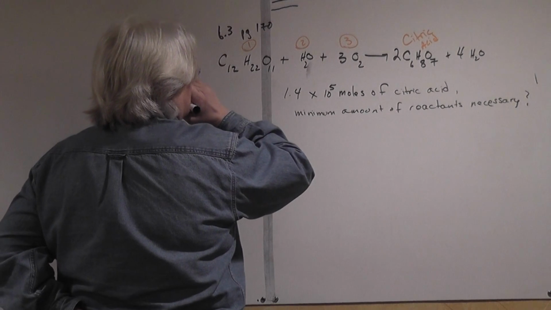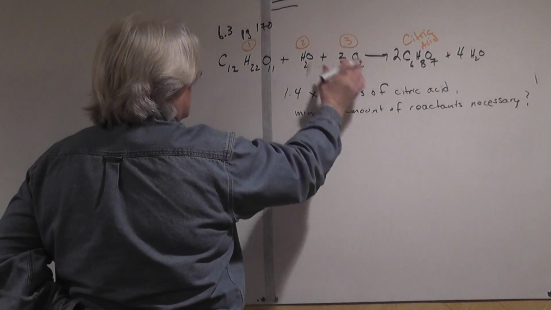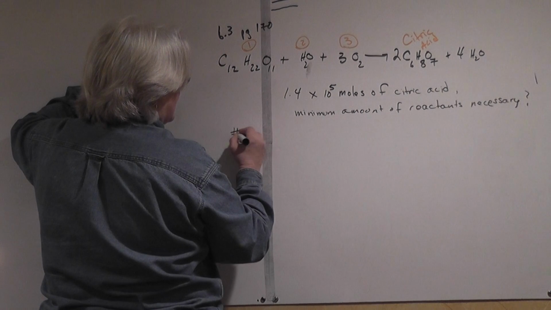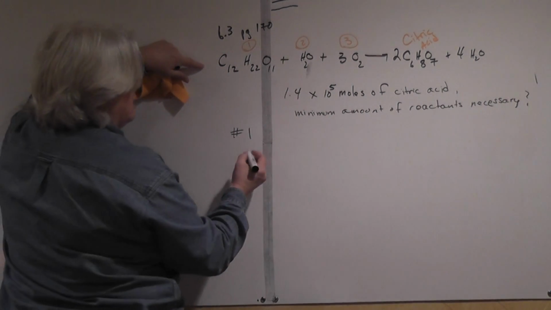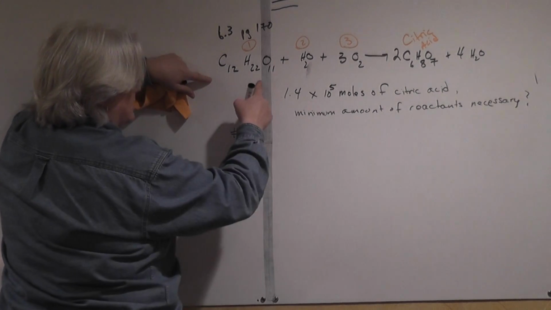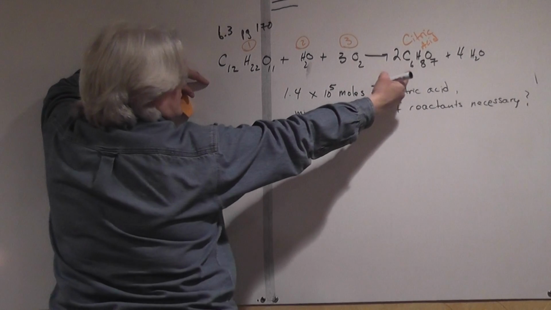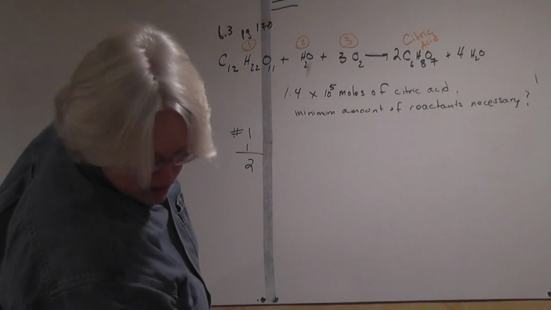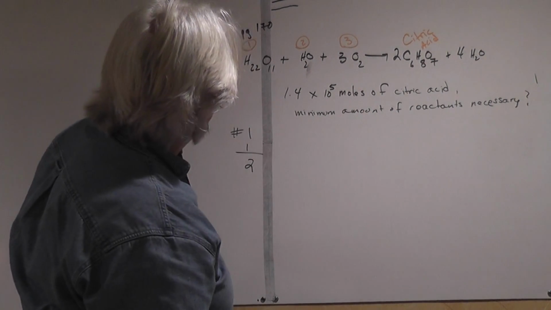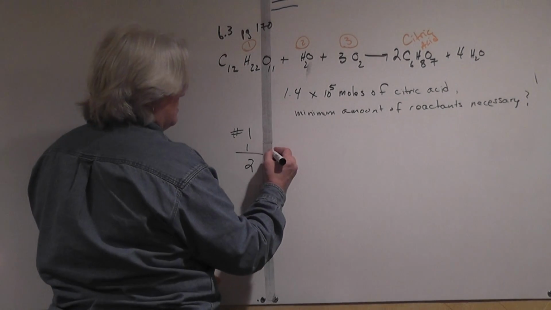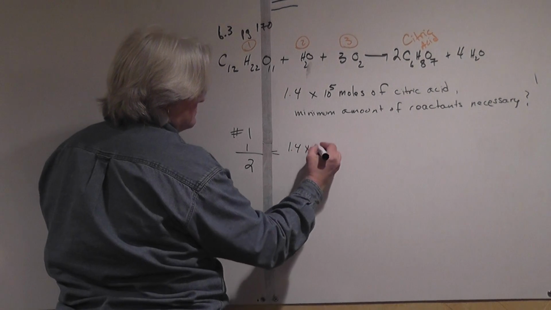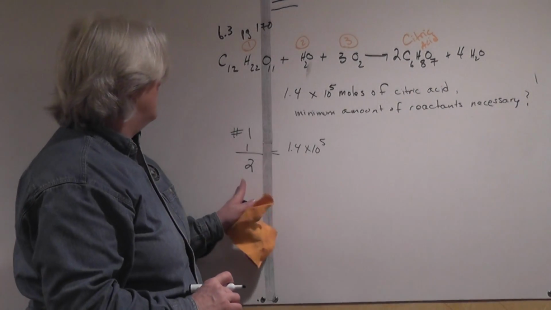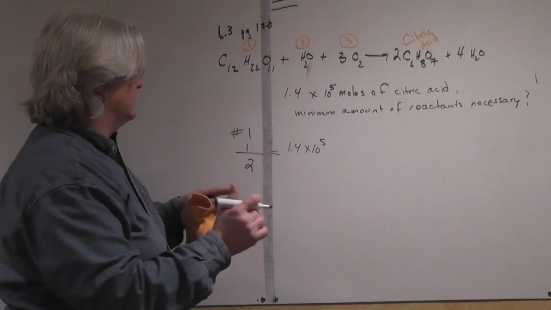So we want to find out the minimum amount of each reactant. For reactant 1, the relationship is 1 mole of C12H22O11 yields 2 moles of citric acid. If we want to produce 1.4 times 10 to the 5th moles of citric acid, how much of this particular compound are we going to need?